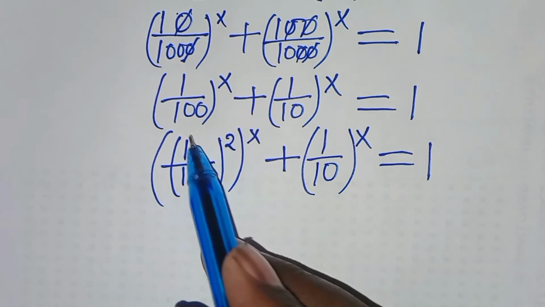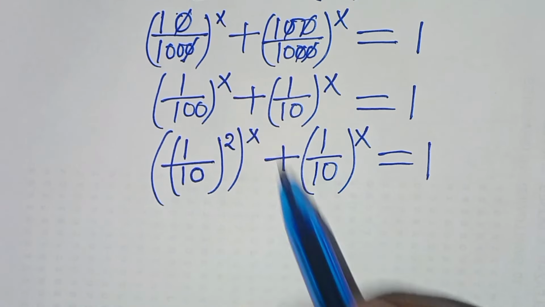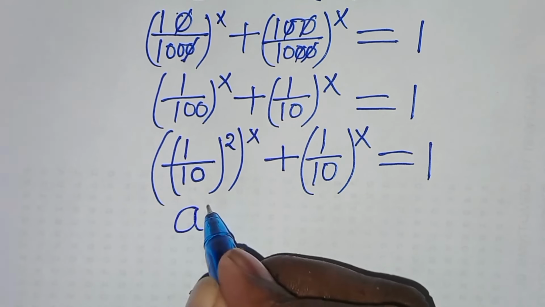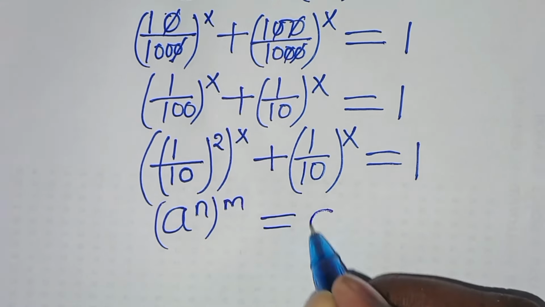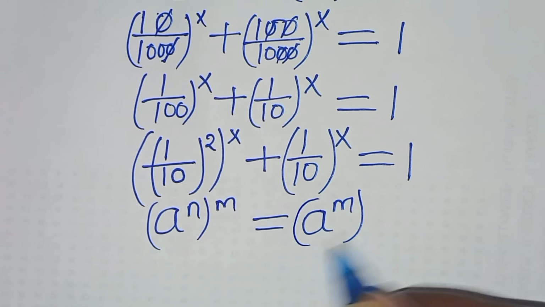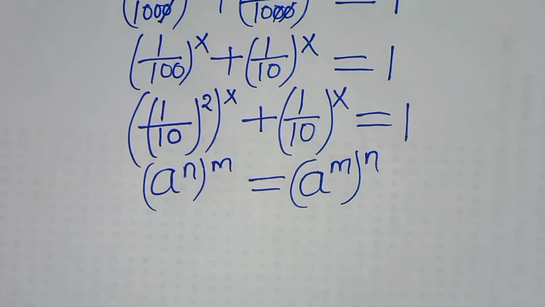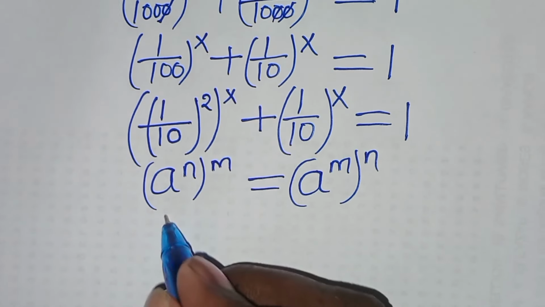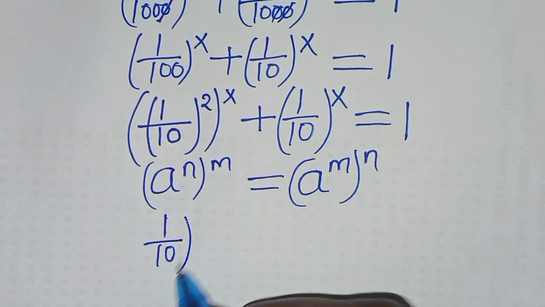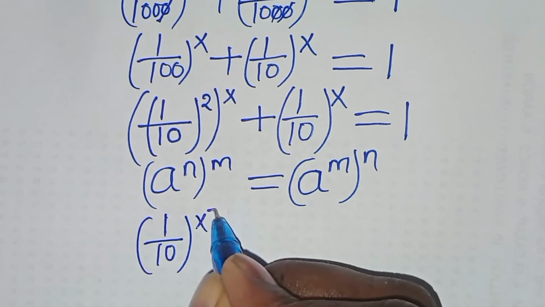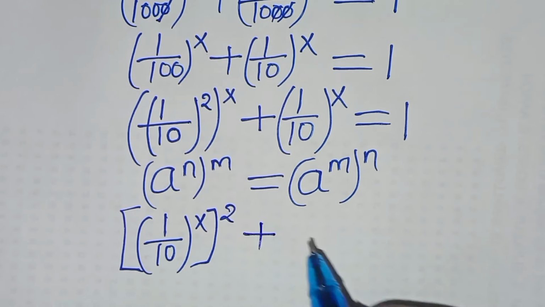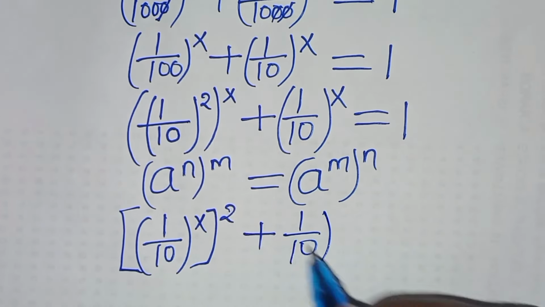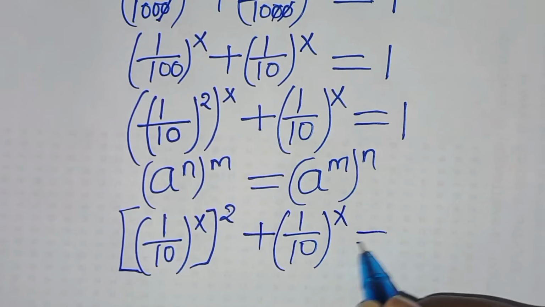The next step is that 1 over 10 raised to the power 2 raised to the power x is in the form of a to the power n raised to the power m, and this can be expressed as a to the power m raised to the power n. Applying this exponent property, we have 1 over 10 raised to the power x, everything raised to the power 2, then plus 1 over 10 raised to the power x. This is equal to 1.